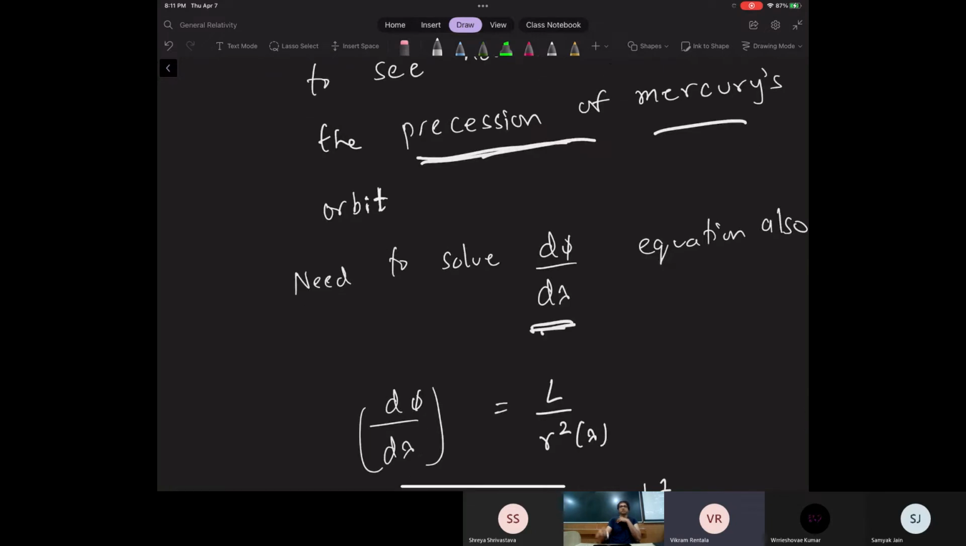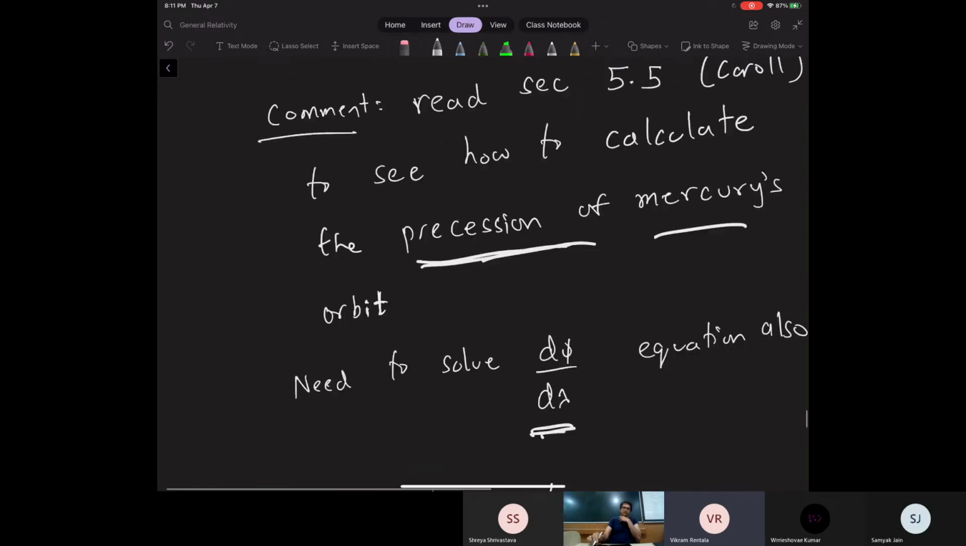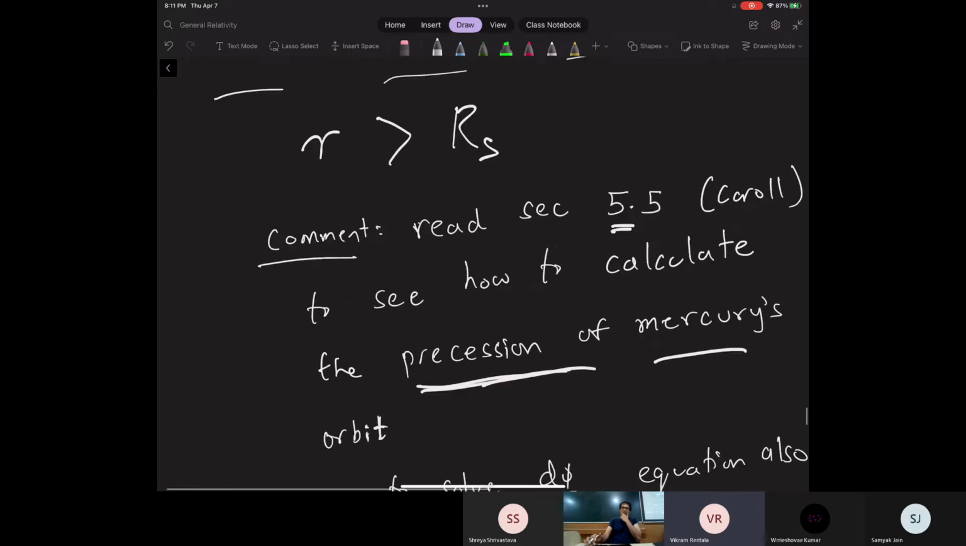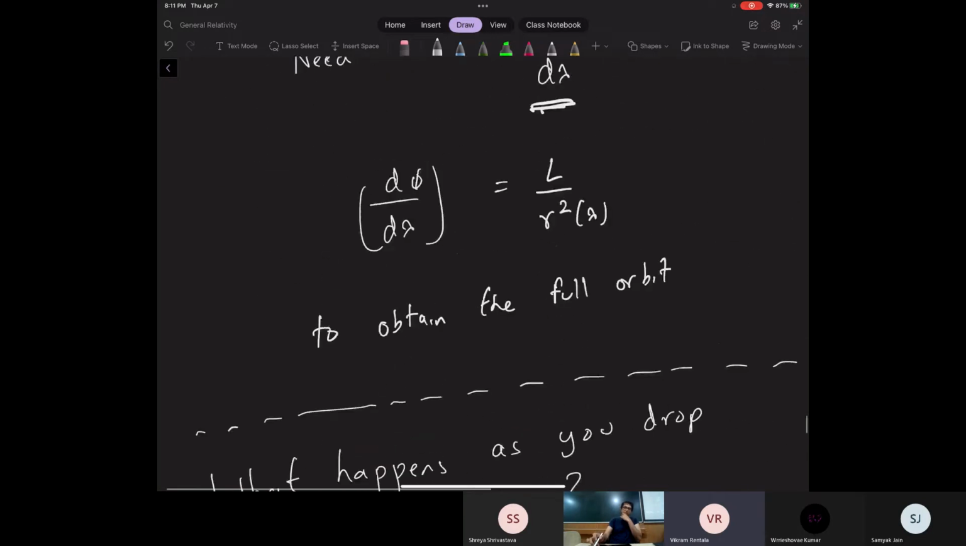What you need to do is also solve the d phi by d lambda equation, right? You need to figure out how the angle changes as I go around the sun. This is done in section 5.5 of Carroll, and it works out the correction to the precession of the perihelion of Mercury. This is something I'm not going to cover.